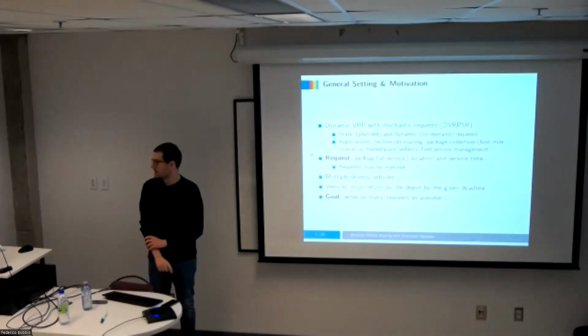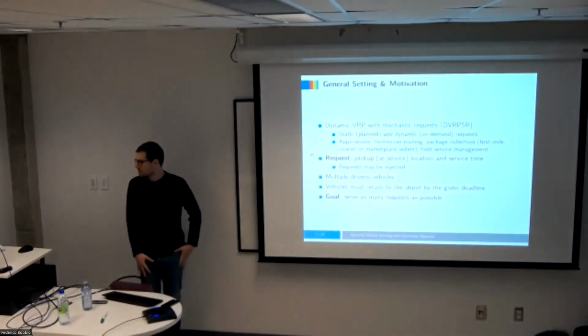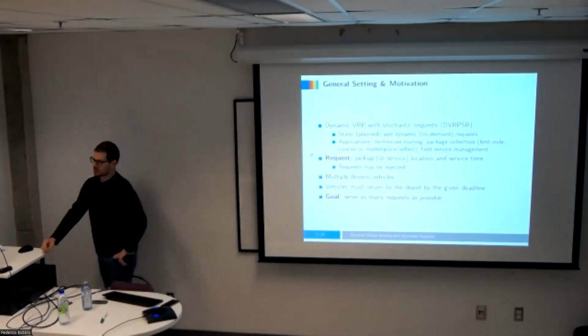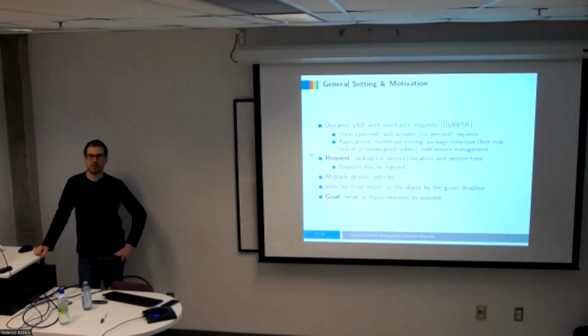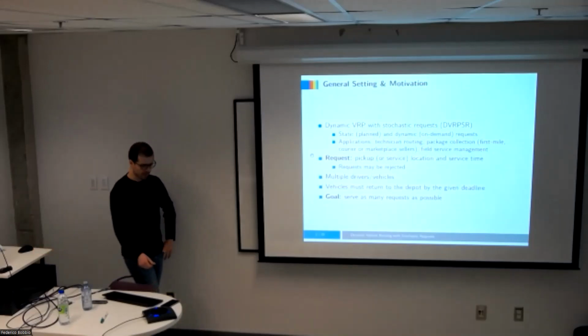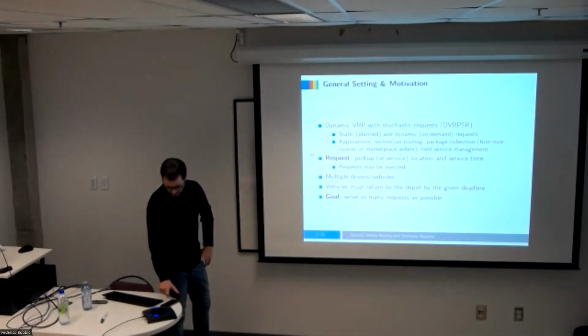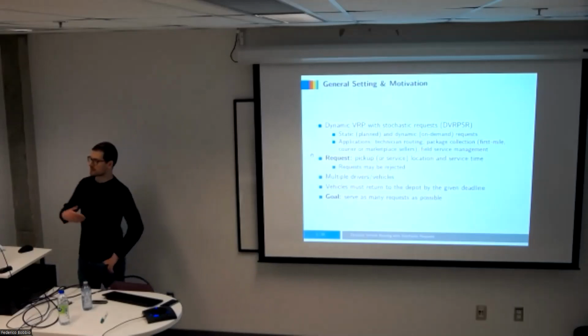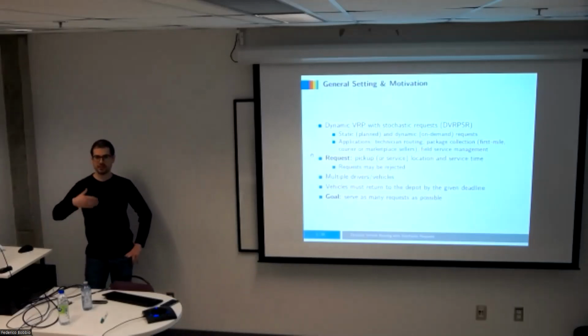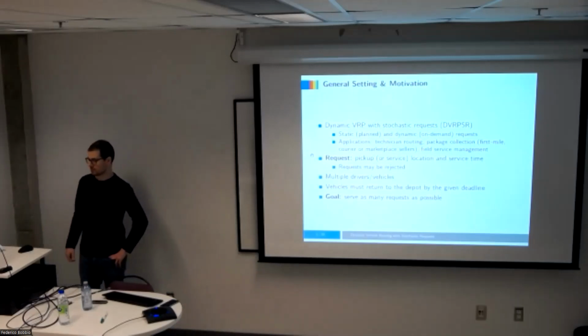All right, so what is the general setting and motivation here? We decided to study this dynamic VRP with stochastic requests, which is pretty much the canonical version of the dynamic vehicle routing problem. You have a set of static or planned requests that you already know at the beginning of the service period. And you have requests that arrive dynamically during the service period, and you have to decide what to do with those requests.